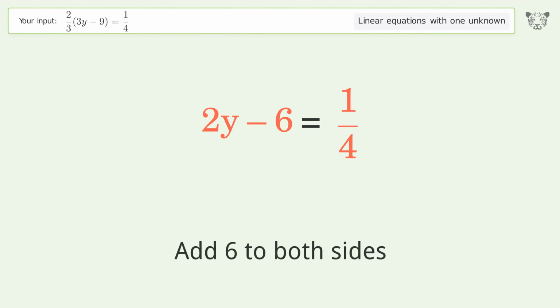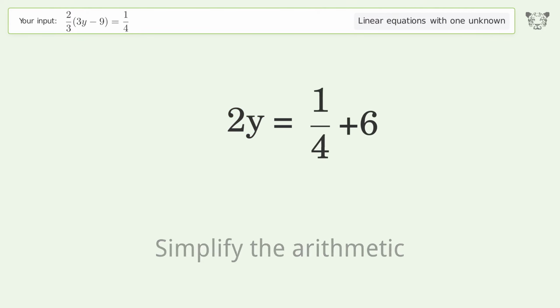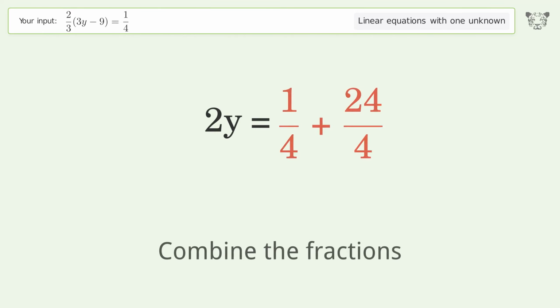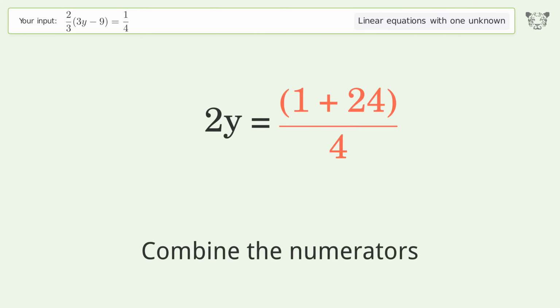Add 6 to both sides. Simplify the arithmetic. Convert the integer into a fraction. Combine the fractions. Combine the numerators.